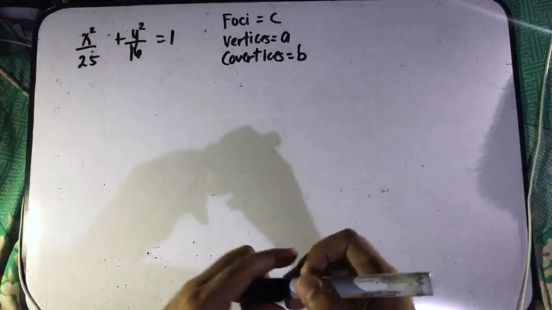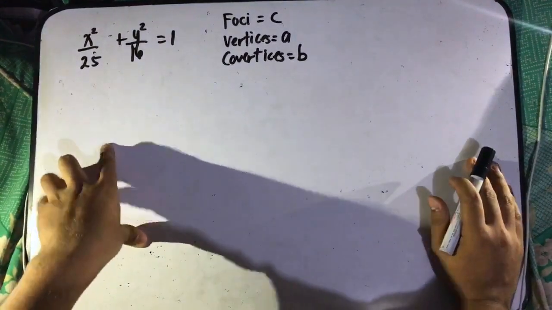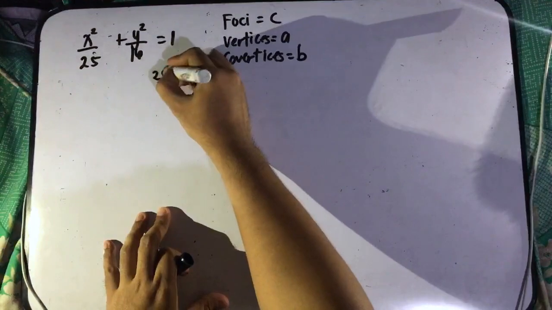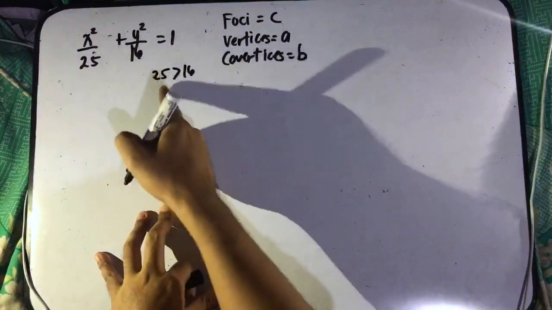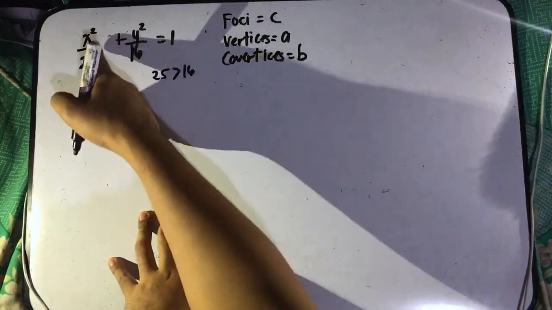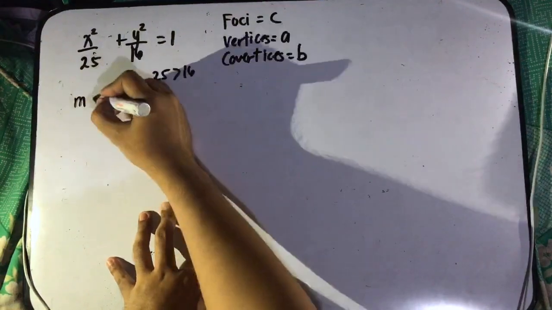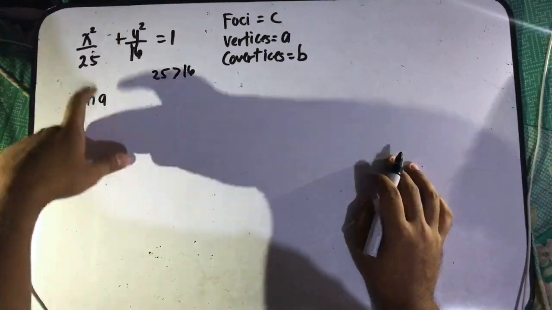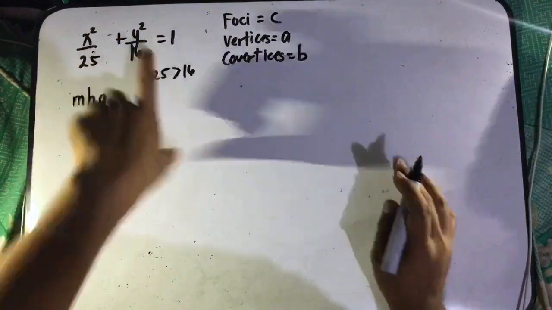Okay, for this one, ang sabi ko sa inyo, kung sino yung mas malaki dun sa denominator, that is the major axis. So, 25 is greater than 16, right? Therefore, 25 is the major axis, and that is x. And we call this as MHA, major horizontal axis. Bakit naging major horizontal axis? Kasi, ang kapartner ng mas malaking denominator ay si x.